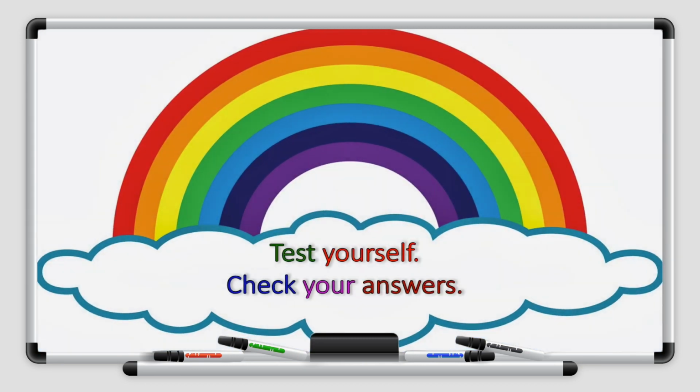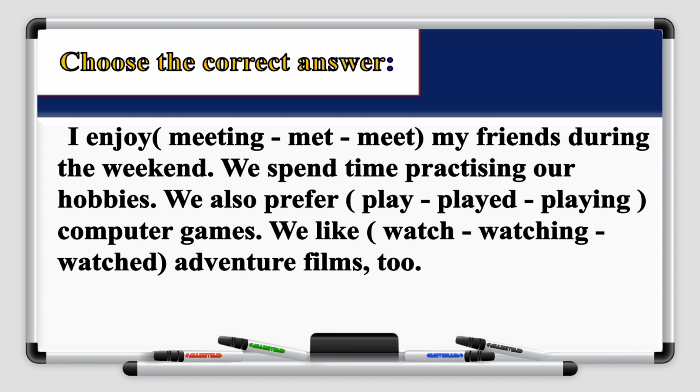Now test yourself. Remember, when we see prefer, enjoy, and like, choose the correct answer. I enjoy meeting, met, meet my friends during the weekend. We spend time practicing our hobbies. We also prefer play, played, playing computer games. We like watch, watching, watched adventure films too. So try and do it yourself.